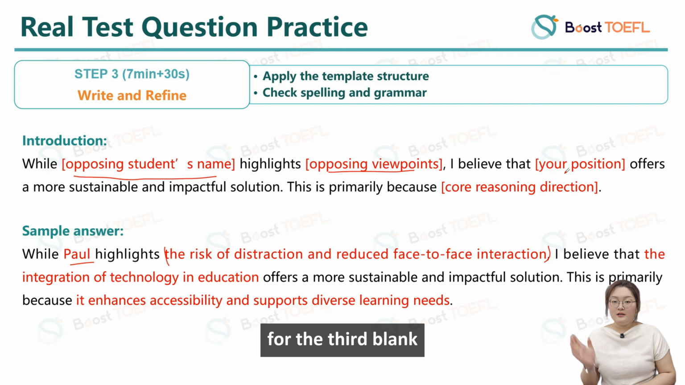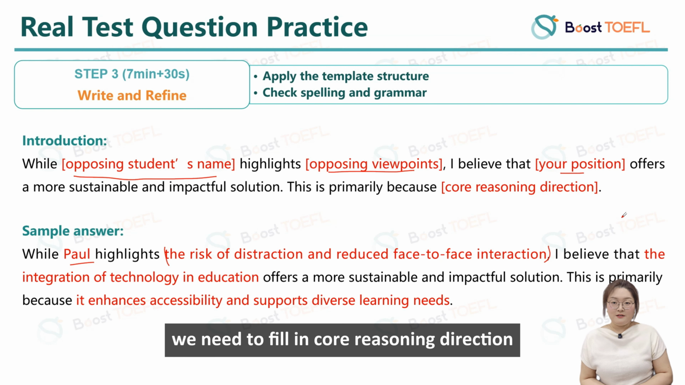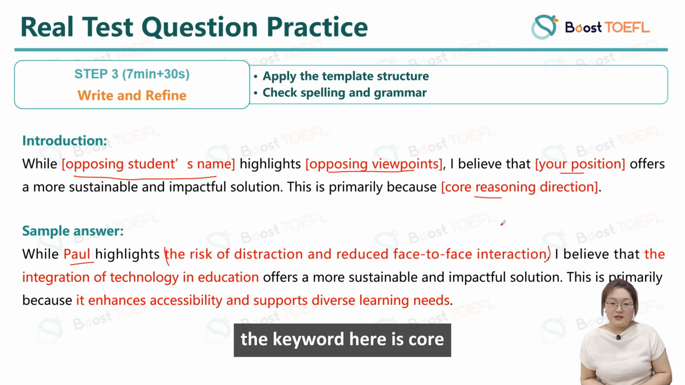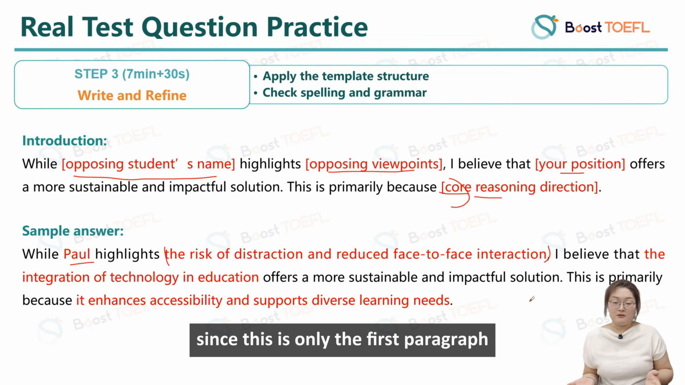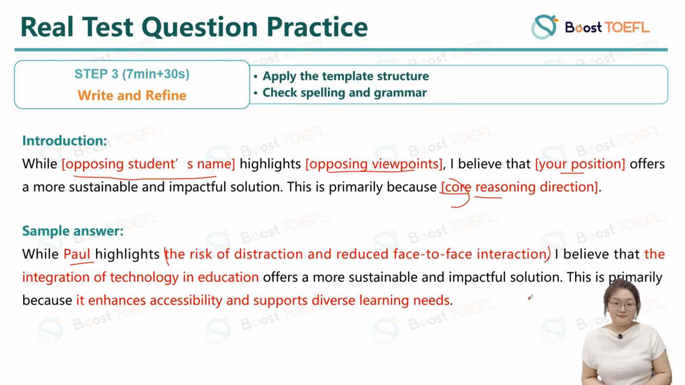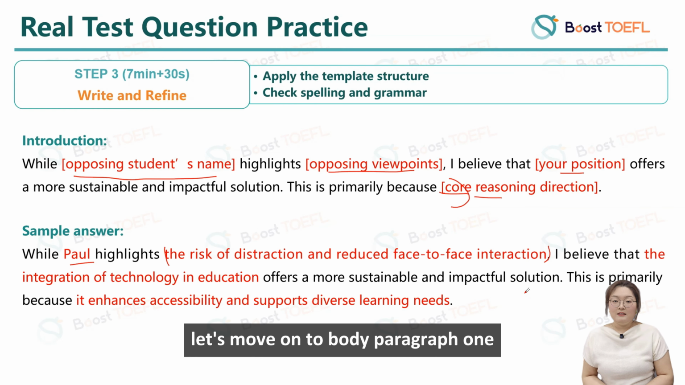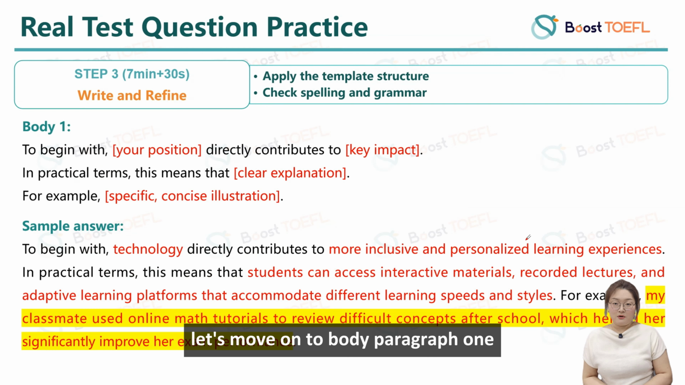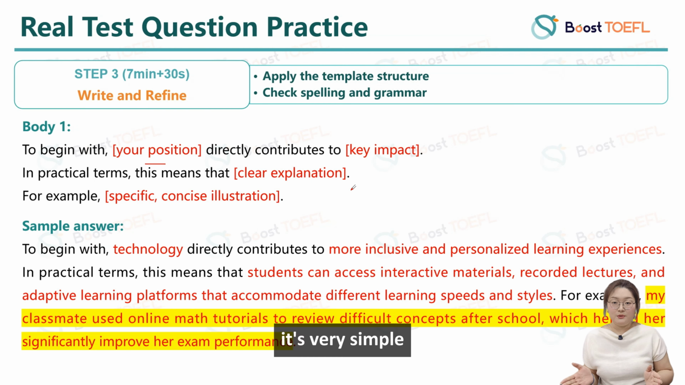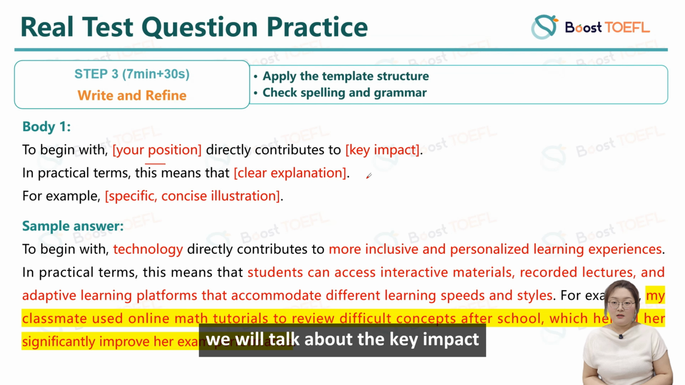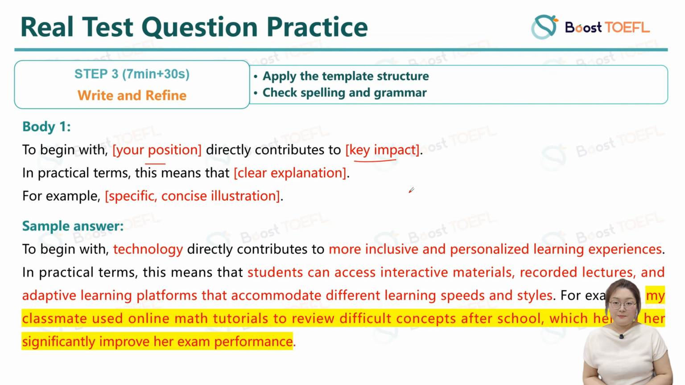Okay, for the third blank, we need to fill in core reasoning direction. The keyword here is core. Since this is only the first paragraph, we will expand later. Alright, let's move on to body paragraph 1. The first blank is just our position. It's very simple. Then we will talk about the key impact.